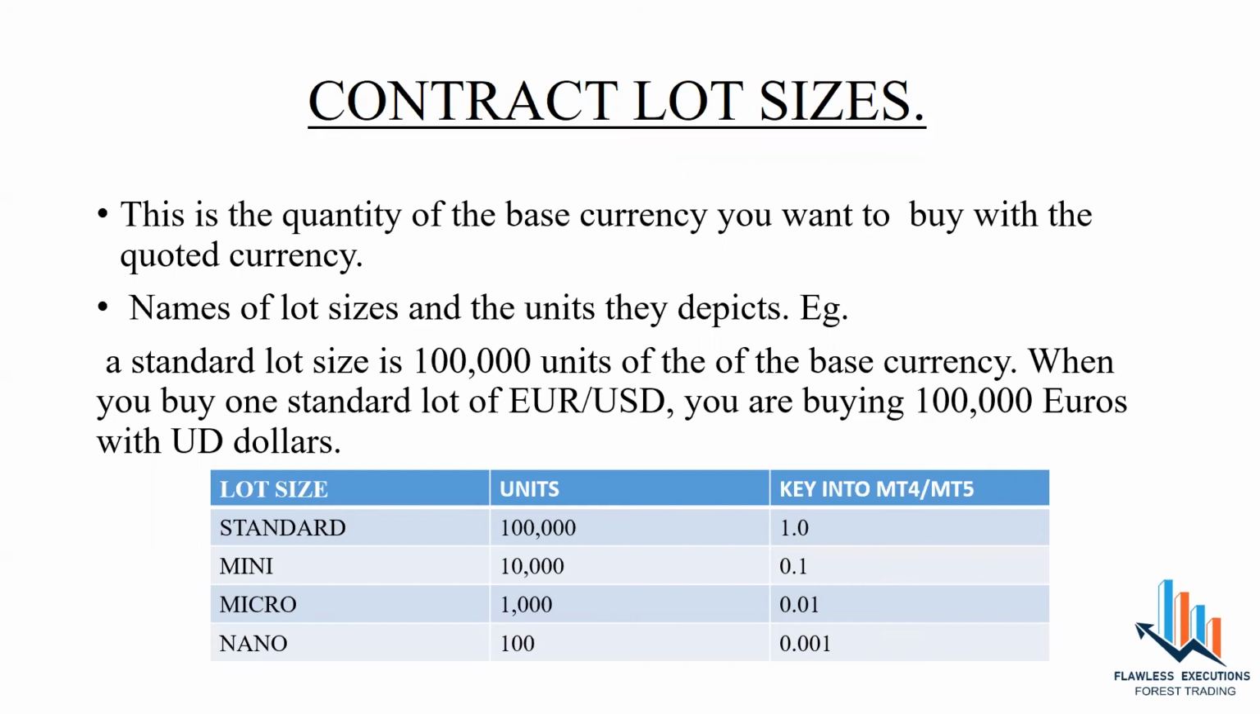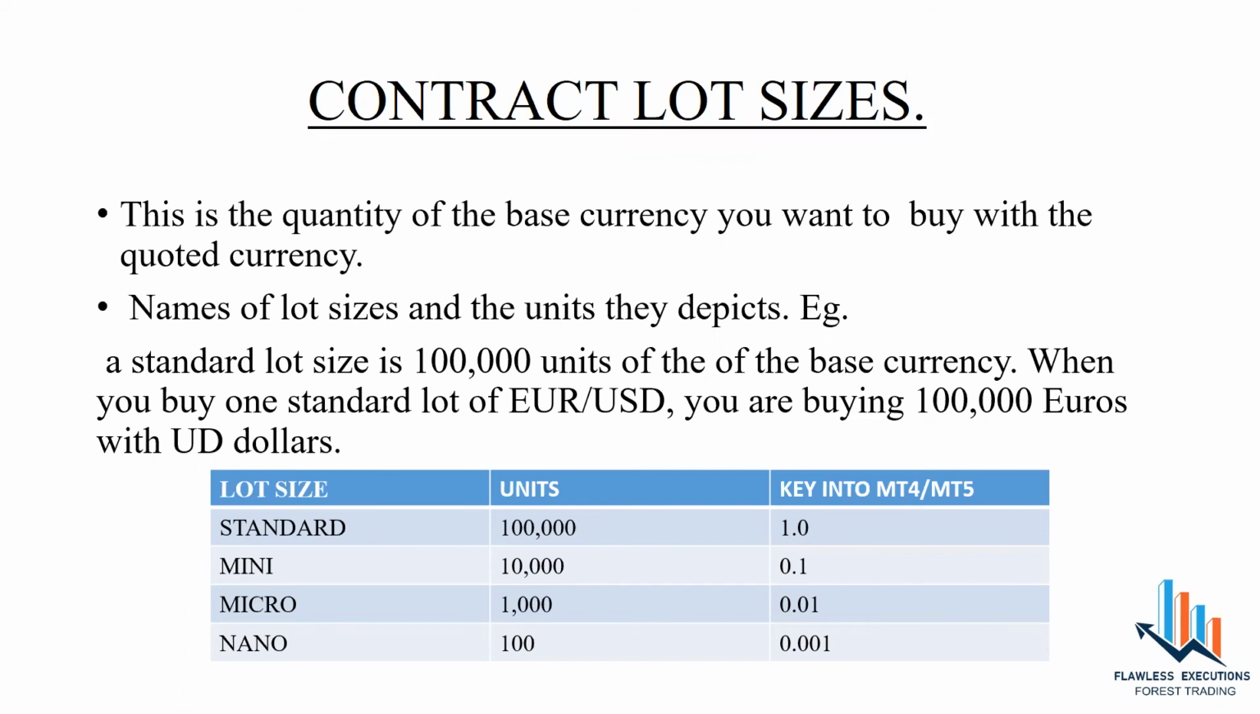1.1 million will be 11.0. I think you've understood it now. Then if our capital is low and we can't buy 100,000 of the base currency, we have to buy lower, and you have 10,000, and the 10,000 key in with 0.1. So if you want to buy 50,000, you just type in 0.5, meaning 50,000 of the base currency.